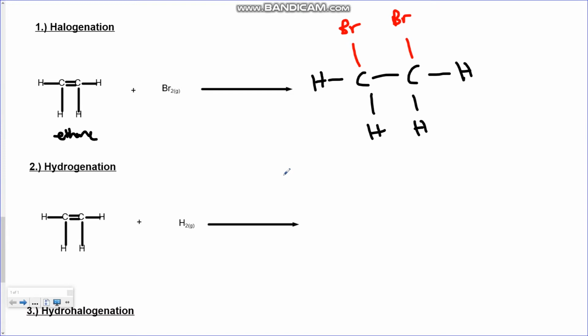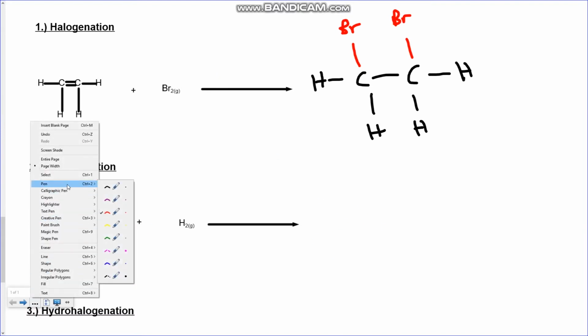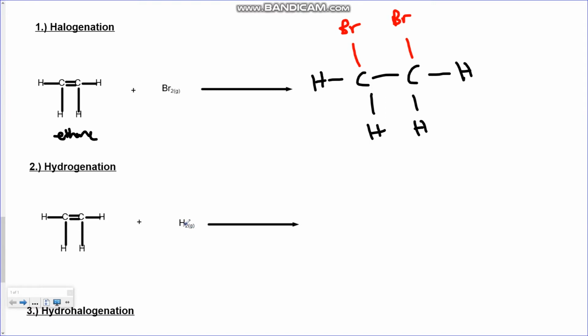Moving on. Now we have hydrogenation. Hydrogenation is just as the name suggests. We have it with hydrogen. So once again, we have ethene and we have hydrogen. So this will produce an alkane, just a simple alkane.